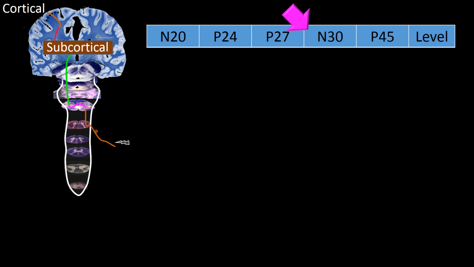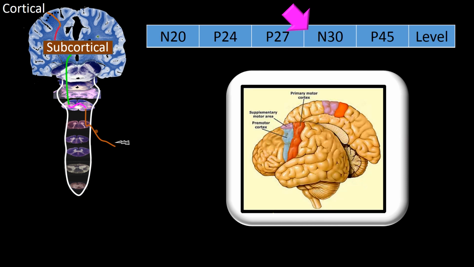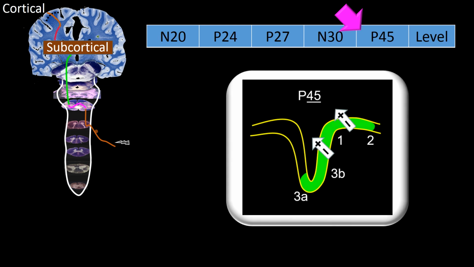Next is N30. It is believed that this potential arises from the supplementary motor area, which, as you know, is in the frontal region, as you can see in this diagram. And finally, we have P45. P45, some believe, arises from the contralateral somatosensory area around the same area as N20 is generated, but it occurs long after N20 has already disappeared.